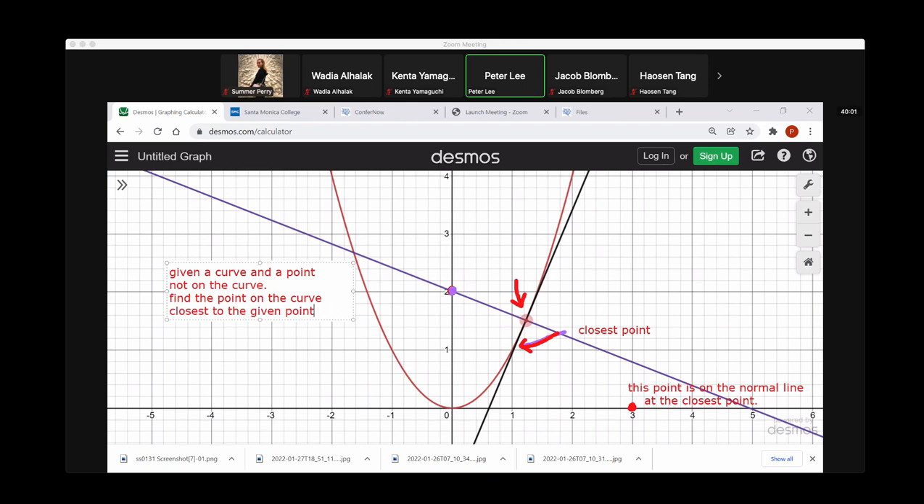In this case, there are two methods. One is by optimization. That's what we studied in this chapter. And the second one is by normal line. Anyway, if you know how to do the method by normal line, then you can get it too. The normal line, right there.